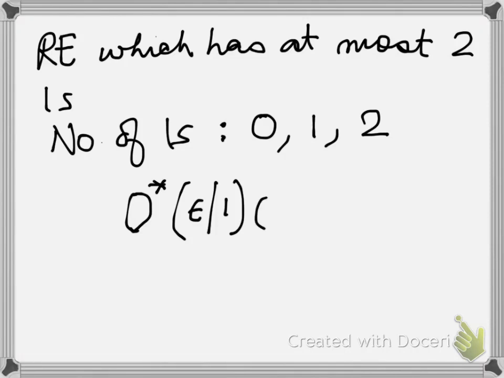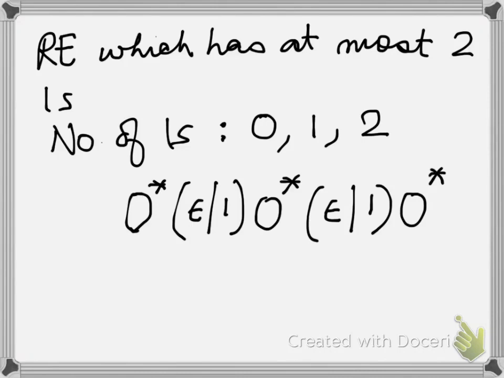This can be followed by any number of zeros. There is no restriction on zeros. This can be followed by again epsilon or 1. Again, why? I can either choose to take epsilon or I may choose to take a 1. And again, this may be followed by any number of zeros. Let's use a different color and check how this will work. Suppose this is here, I have 0 or more zeros.